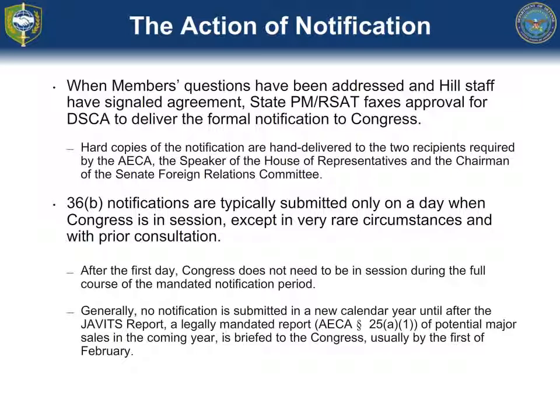Generally, you need to remember as well that no notification is submitted in a new calendar year until after the Javits report, which is the legally mandated report of potential major sales in the coming year, has been briefed to the Congress. The requirement is that it be delivered to Congress by the 1st of February.